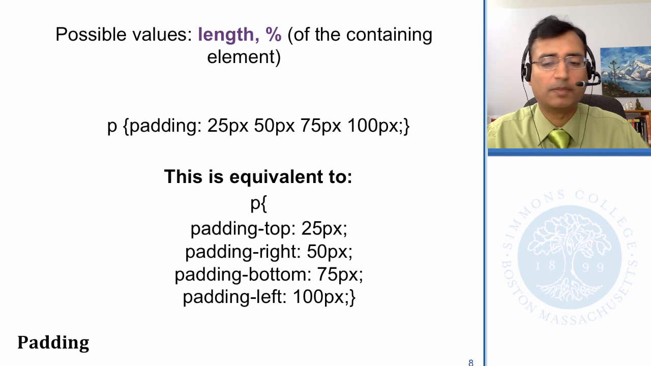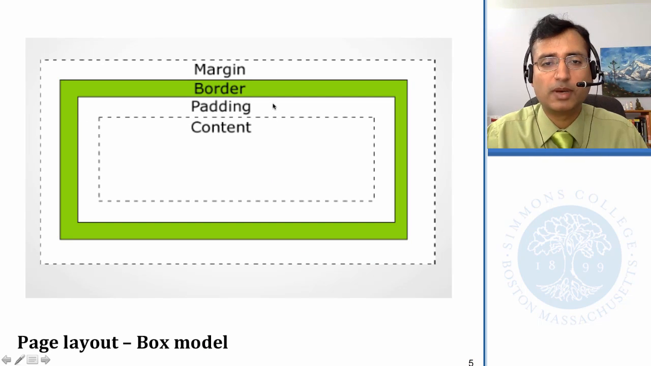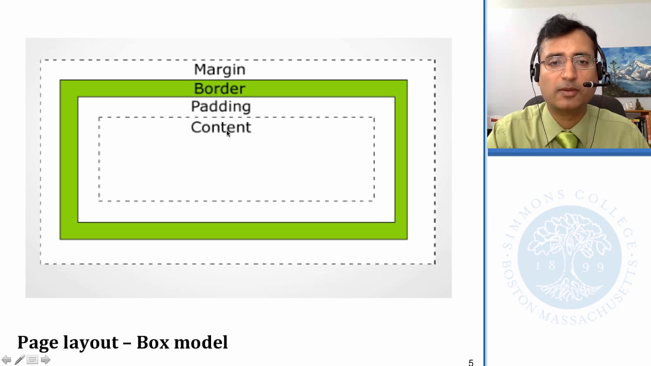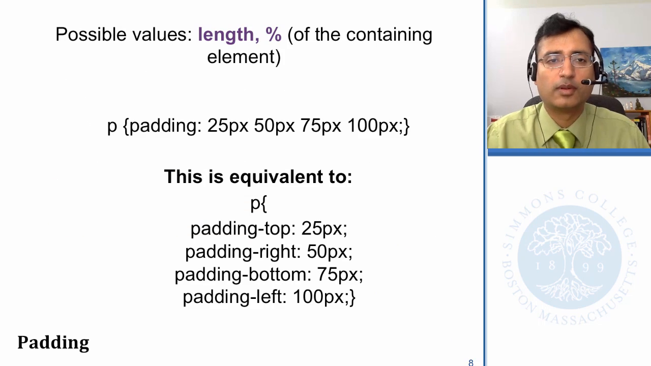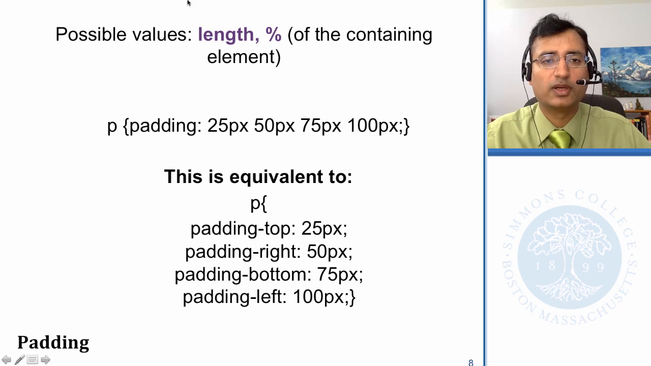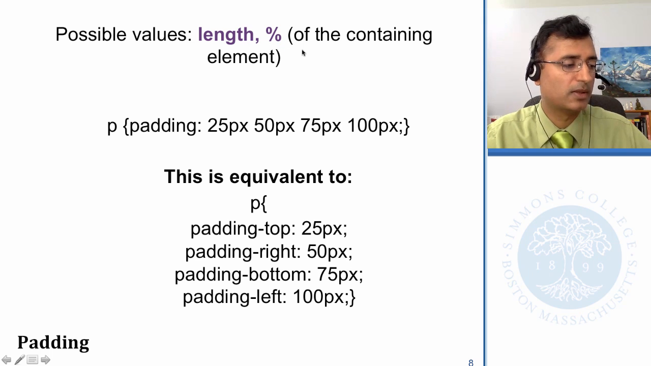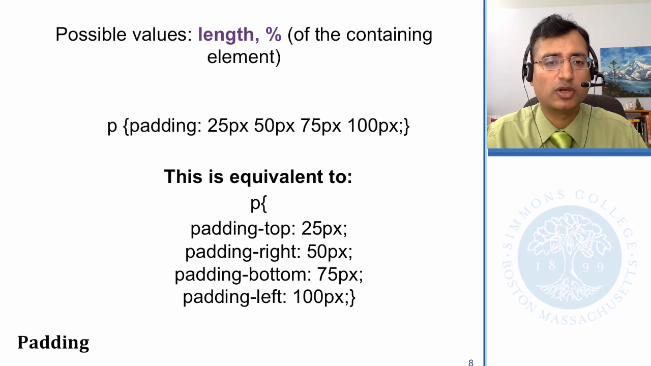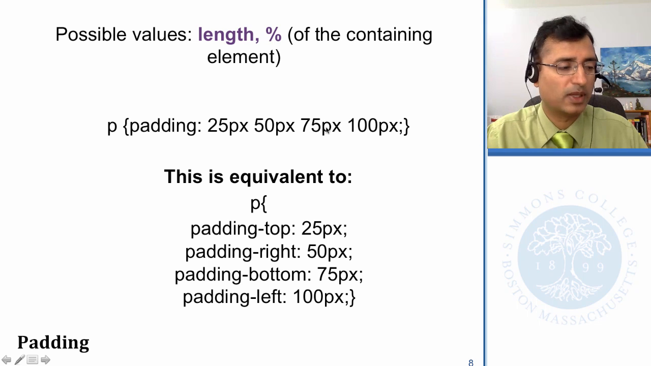And then let's look at the padding. Here, this is the padding which is surrounding the content right here, in between the border and the content. So it's just an empty space there. And the possible values for the padding here are length and the percentage of the containing element. And here you have the same shorthand as for margins: top, right, bottom, and left.